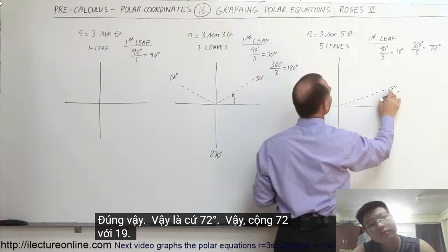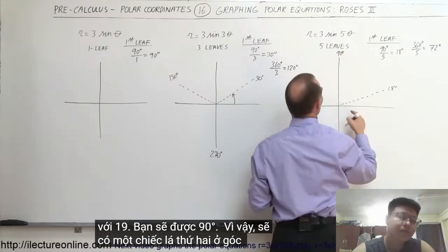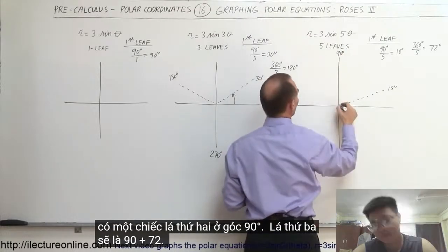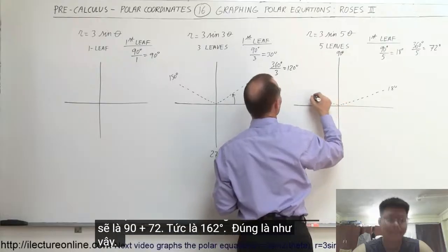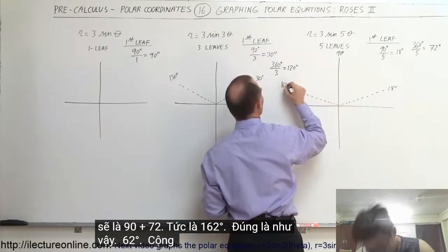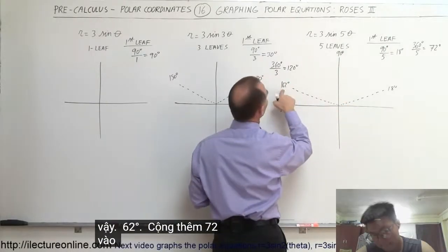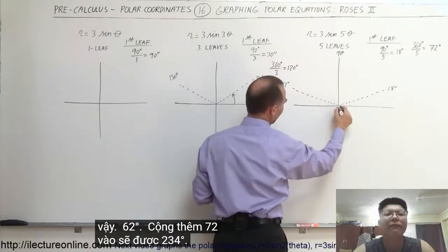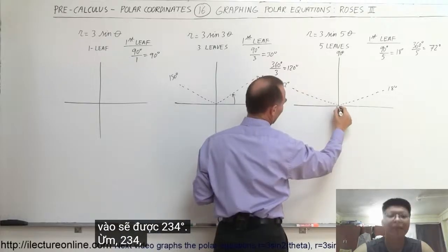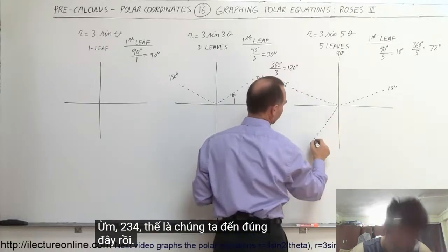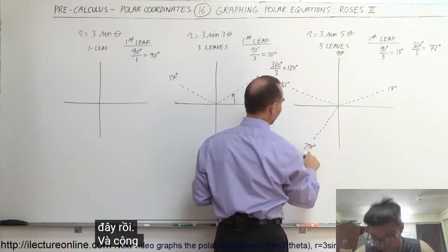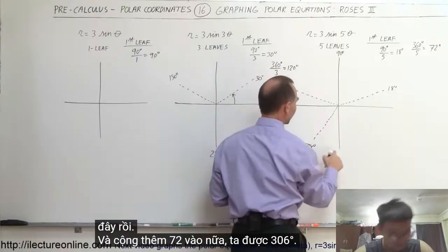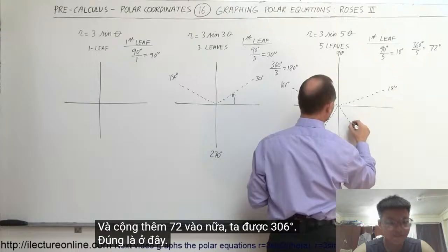That gives you 90 degrees. So there'll be a second leaf at 90 degrees. A third leaf would be 90 plus 72. That's 162 degrees. That would be right about there. Add 72 to that, that would be 234 degrees. That would put us right about here. And add 72 to that, that would be 306 degrees. That would be right about here.